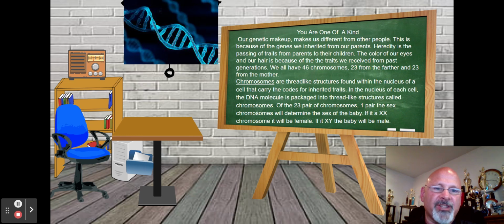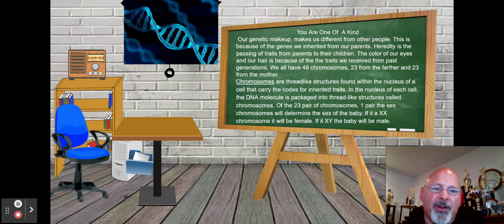We all have 46 chromosomes, 23 from the father and 23 from the mother. Chromosomes are thread-like structures found within the nucleus of a cell that carry the codes of inherited traits. In the nucleus of each cell, the DNA molecule is packed into thread-like structures called chromosomes.